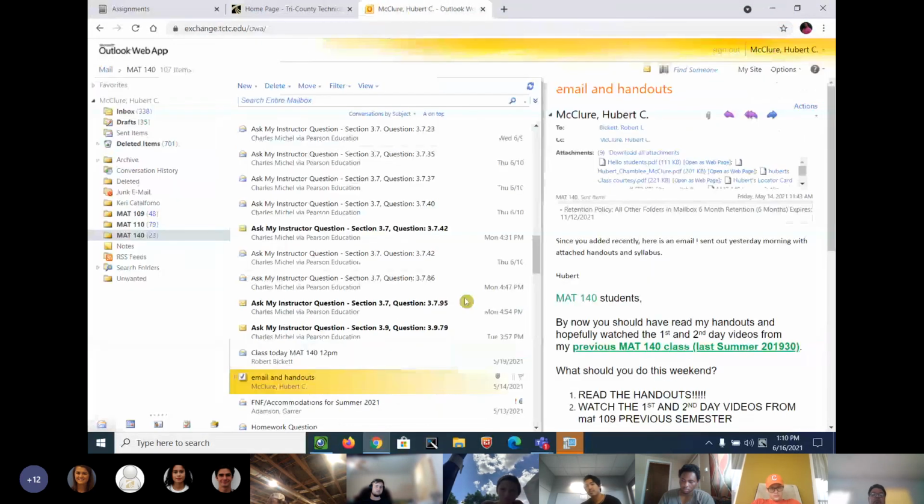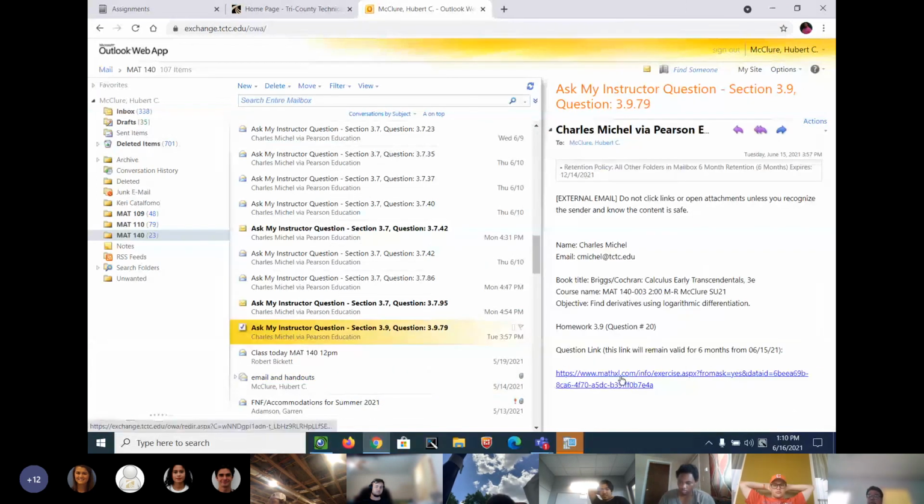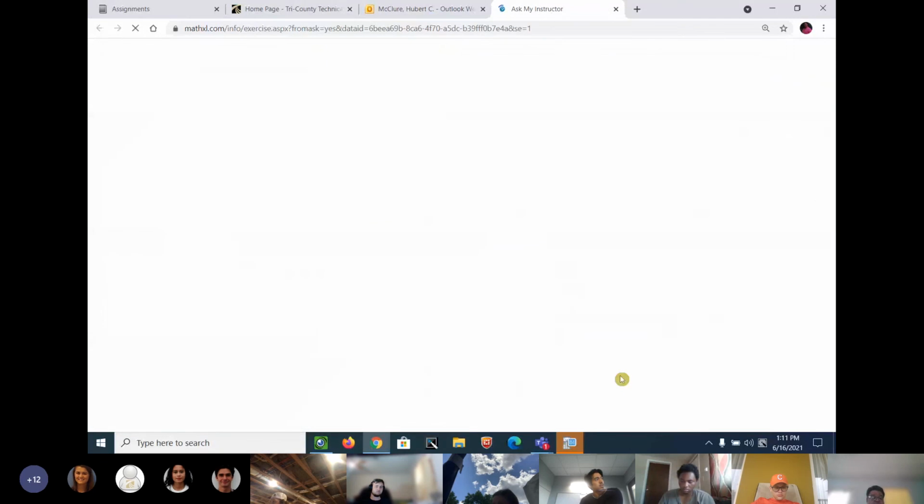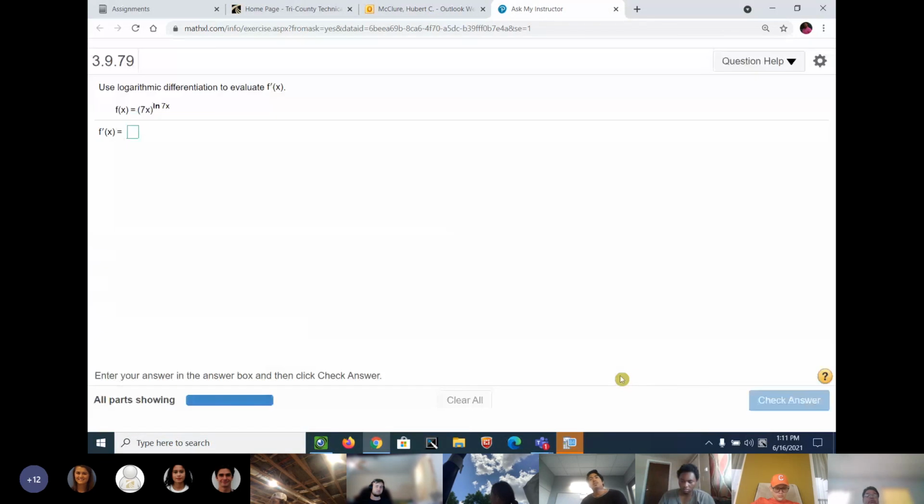3.9, 7920. And this is f of x is equal to 7 to the x, or 7x raised to the natural log of 7x.